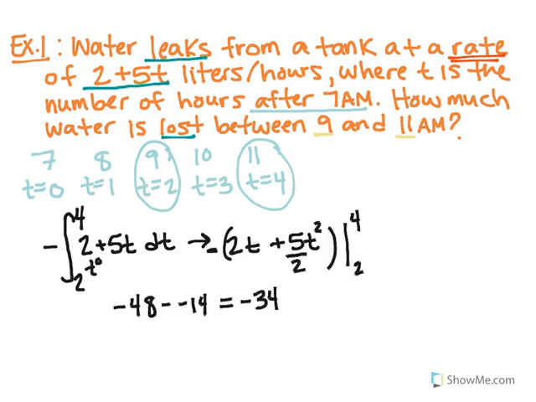And remember, this is a net change, right? It's the difference of a unit. What is the unit that changed? And in this case, it's liters. So we lost 34 liters between 9 and 11 a.m.